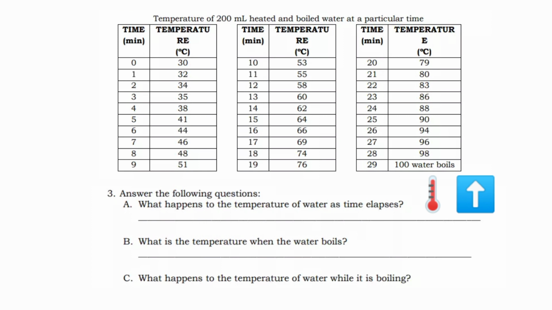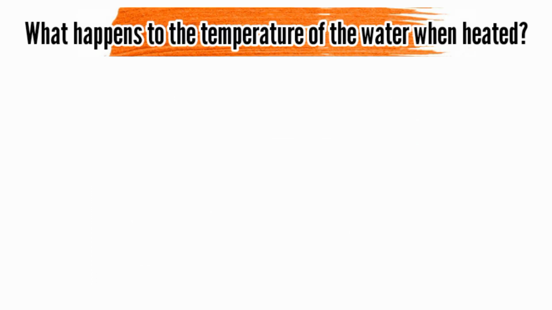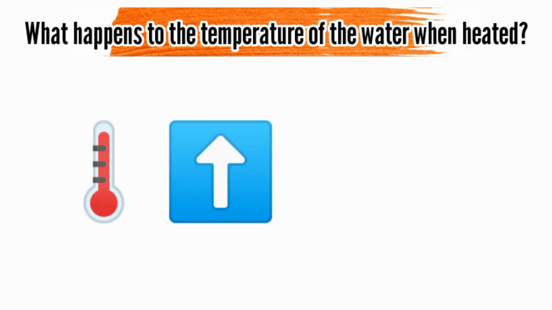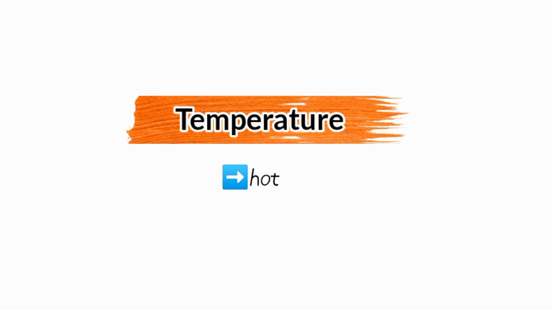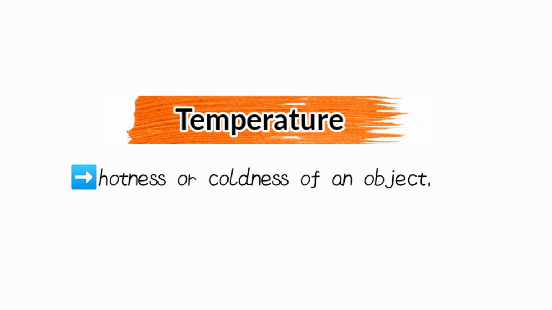The temperature of the water as it begins to boil is 100 degrees Celsius. What happens to the temperature of water while it is boiling? The temperature of water while it is boiling remains the same. What happens to the temperature of the water when heated? In the activity, as time elapses, the temperature of the water increases. The temperature of the water as it begins to boil is 100 degrees Celsius and remains the same while it is boiling. Temperature is a measure of hotness or coldness of an object.